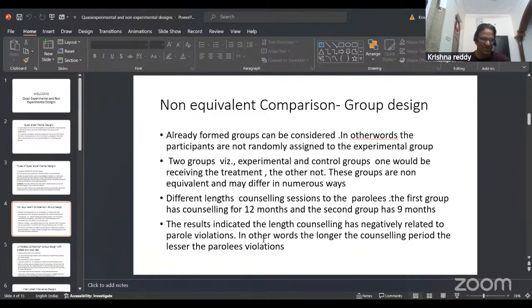So the groups here are non-equivalent groups. For that purpose, he has given the example of parolees with regard to their violation behaviors. This longer period of counseling will help in controlling or checking the behavior of the parolees.